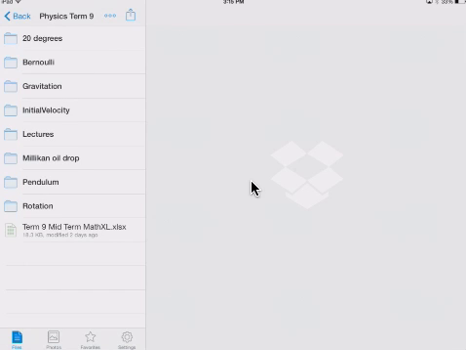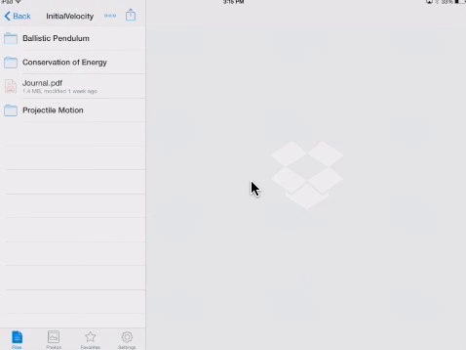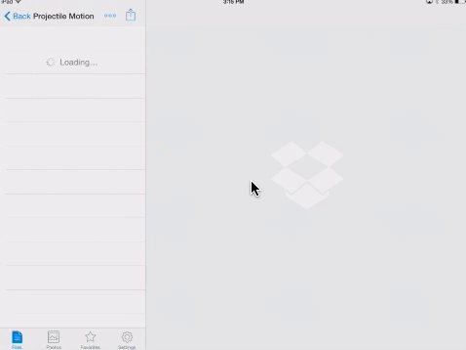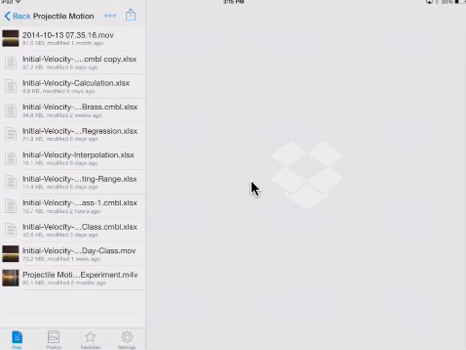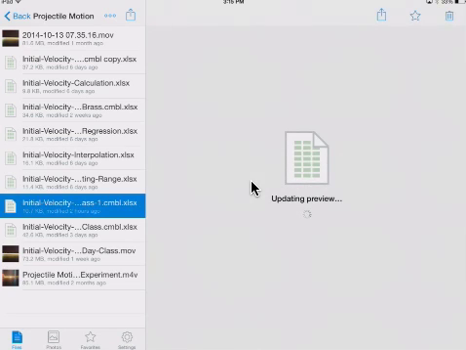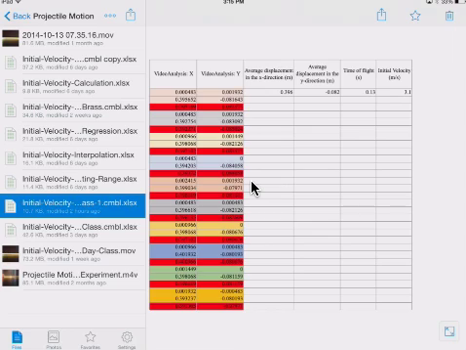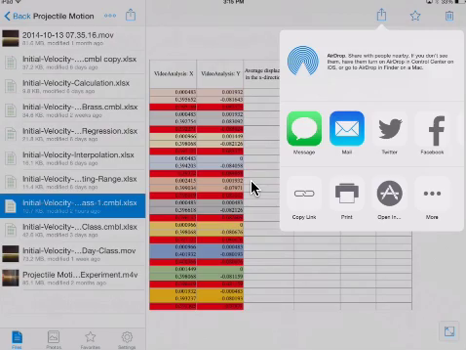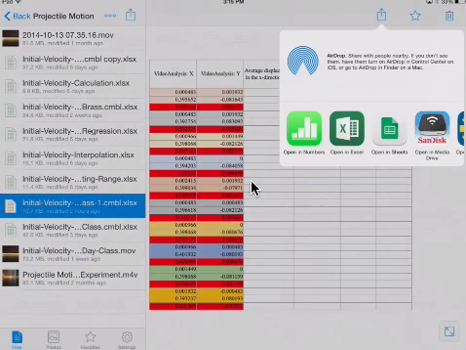So I'm just going to go to initial velocity, I believe that's it, and then I believe it's projectile motion. And I believe it was a Saturday class, but I'm going to start off with this one, okay? So I'm just going to bring this in and open this in Microsoft Excel.